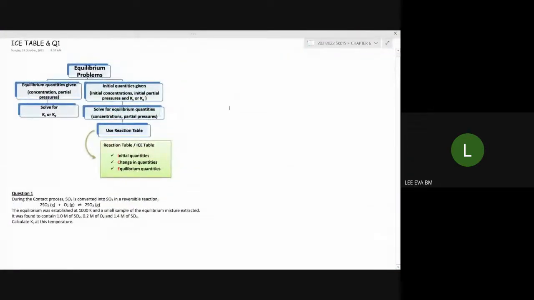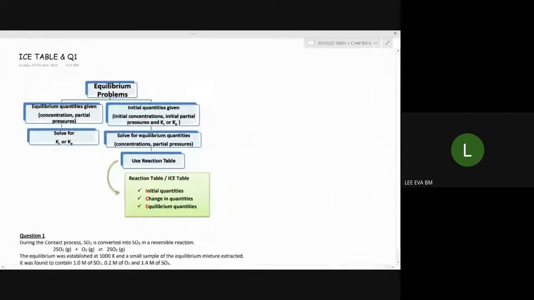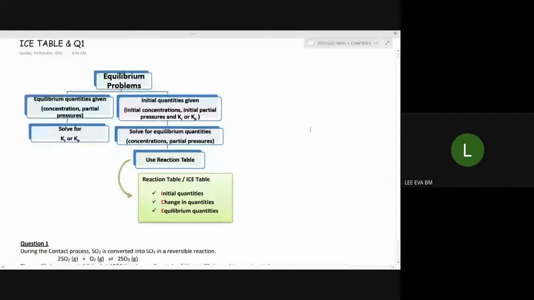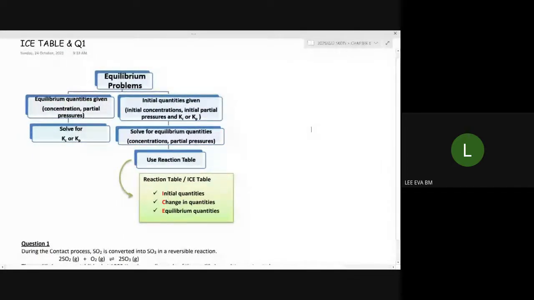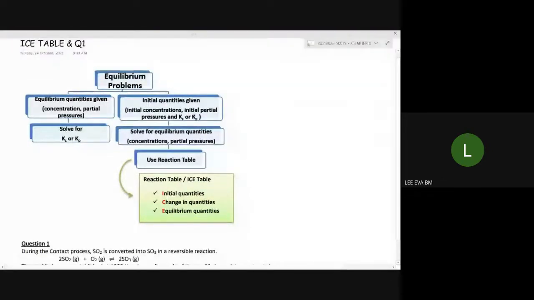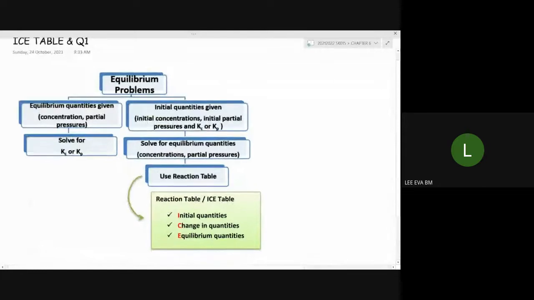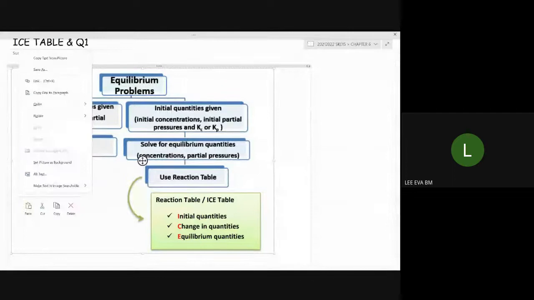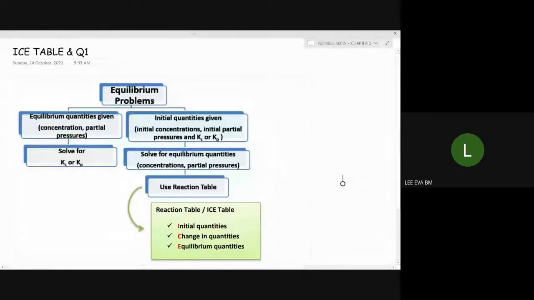Right. The reason why madam asked you to highlight or underline the word equilibrium. Now here you go, we want to introduce you the ICE table. Let's look at this chart, this short notes. The problem related to your equilibrium constant, normally we have two types. The questions might give you the equilibrium quantity. Quantity refers to concentration or partial pressure, like just now what we've done.